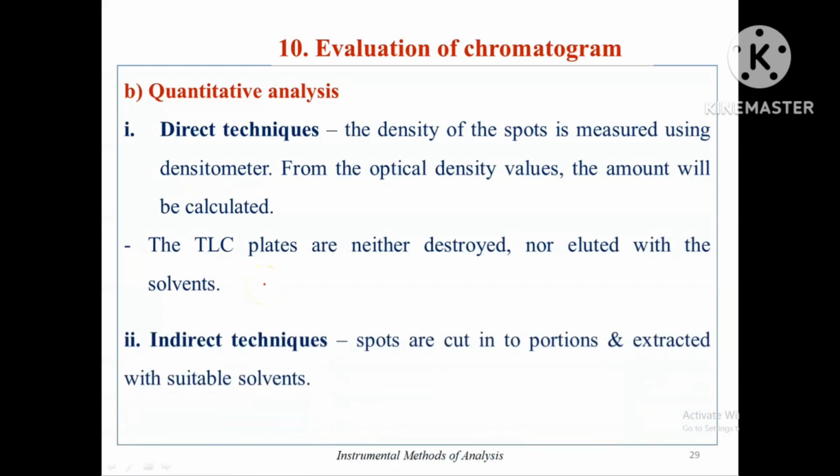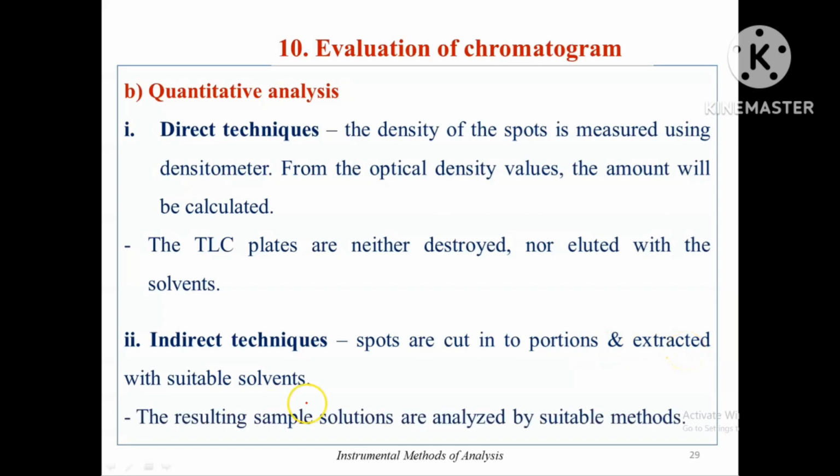The second method is known as the indirect technique. In this method, spots are cut into portions and reacted with suitable solvents. The resulting sample solutions are analyzed by suitable methods.